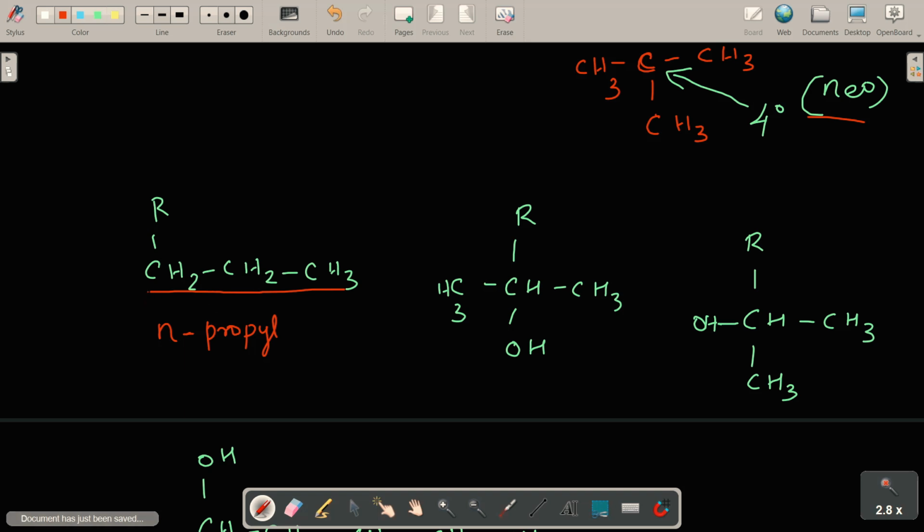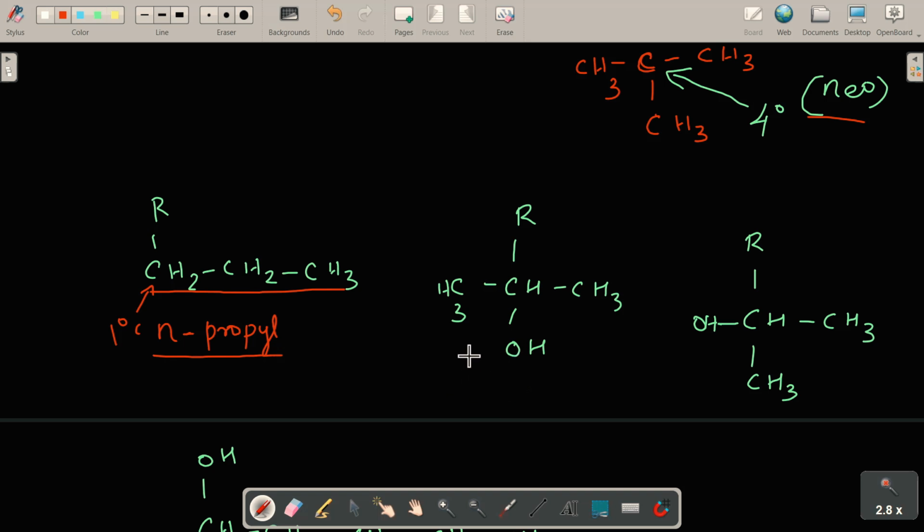And when you take this carbon atom, it is a primary carbon atom. So N-propyl, when it is attached to some R group, that carbon atom will be a primary carbon atom. Then we can say it is an N-propyl group.